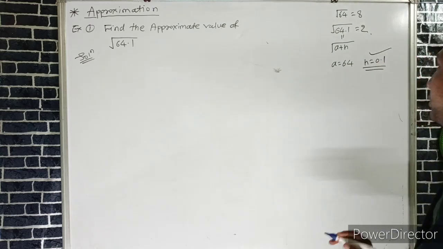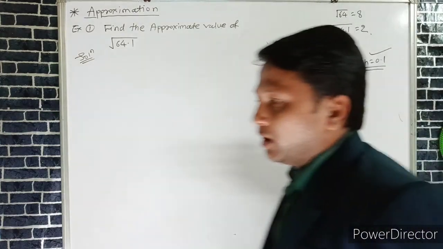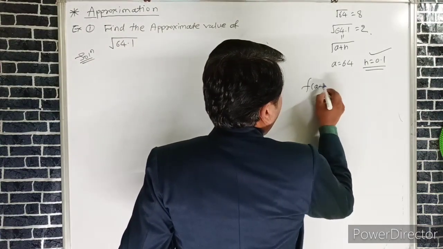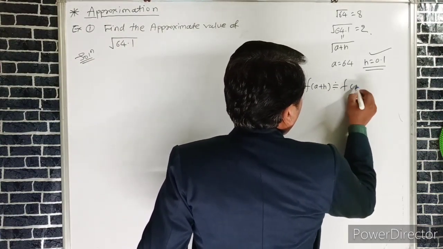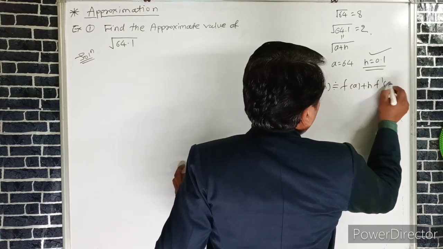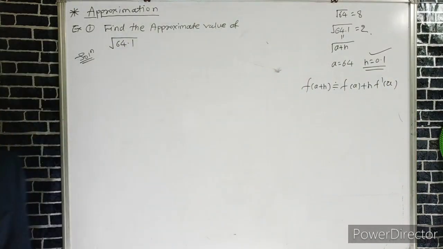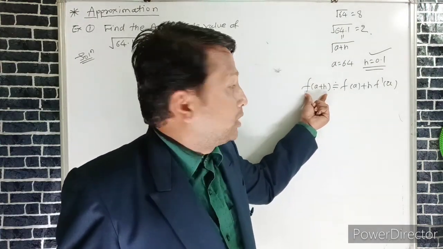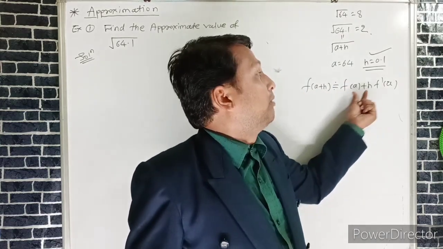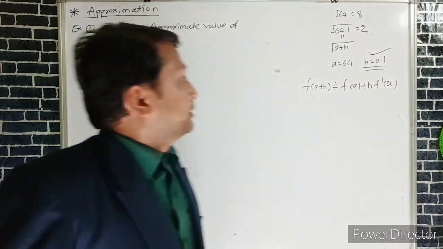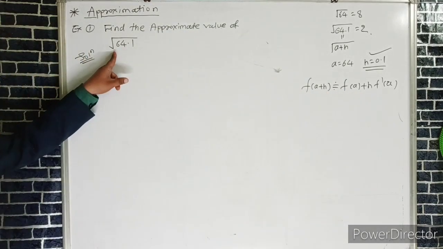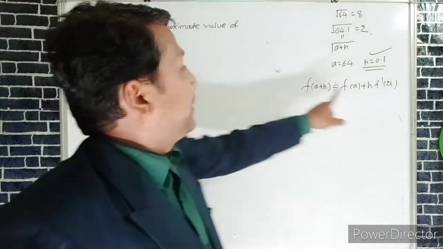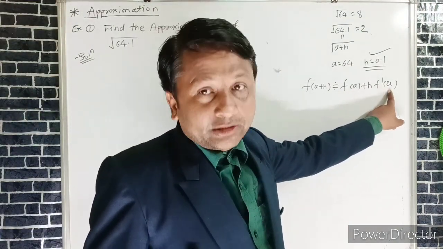So by using the rules of approximation, f of a plus h is approximate to f of a plus h into f dash of a. So it is clear that if we have to find the value of f of a plus h, then first we need f of a and the value of f dash of a. The function in the form of f of x, we can find at x equals a, f of a, and after differentiating, f dash of a.